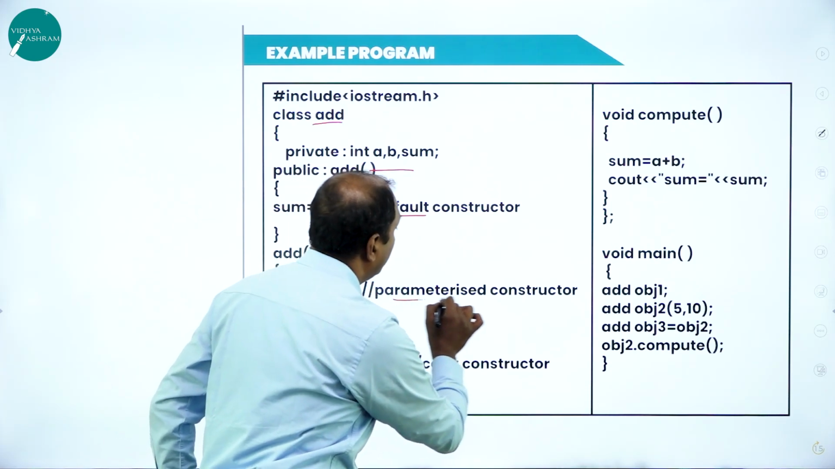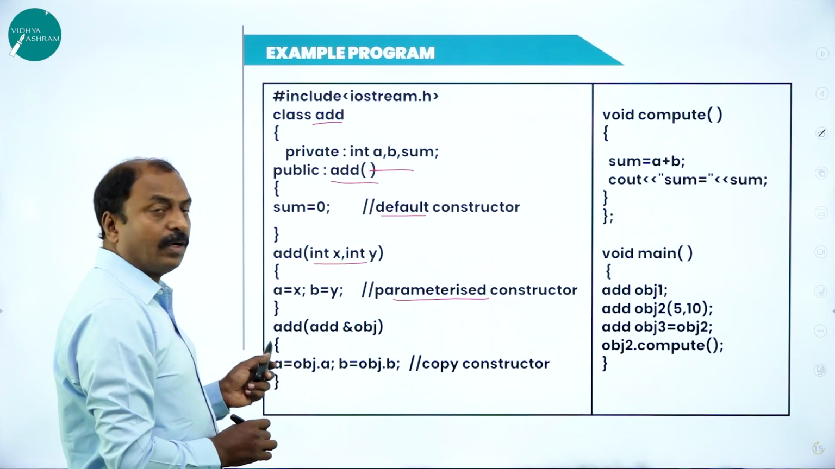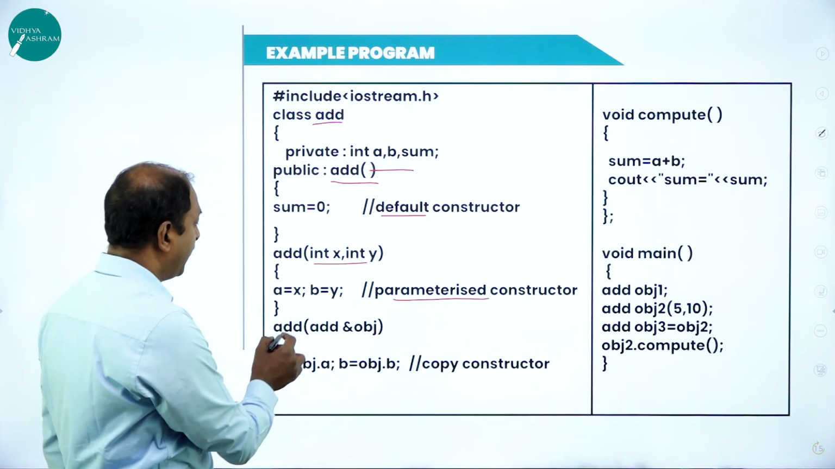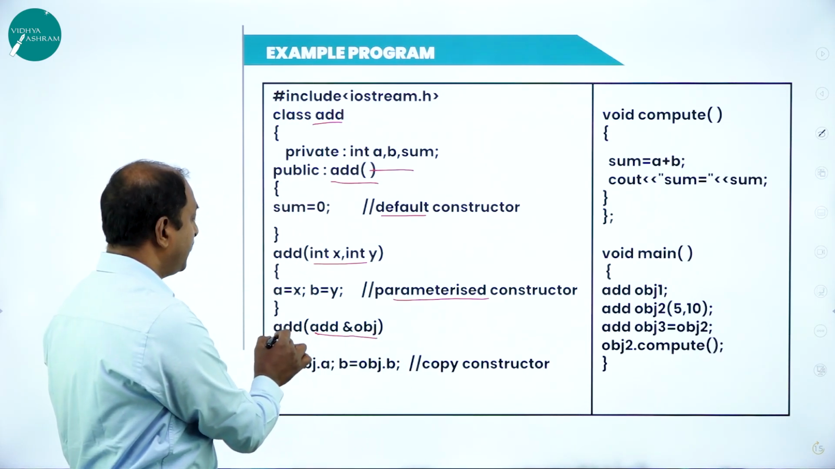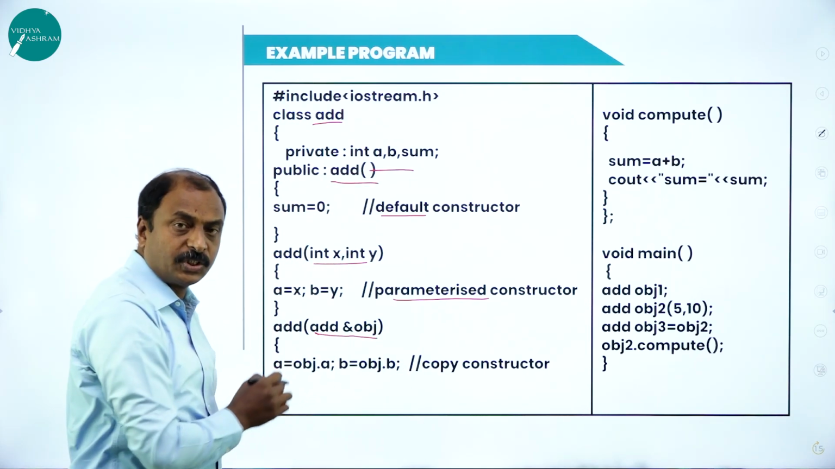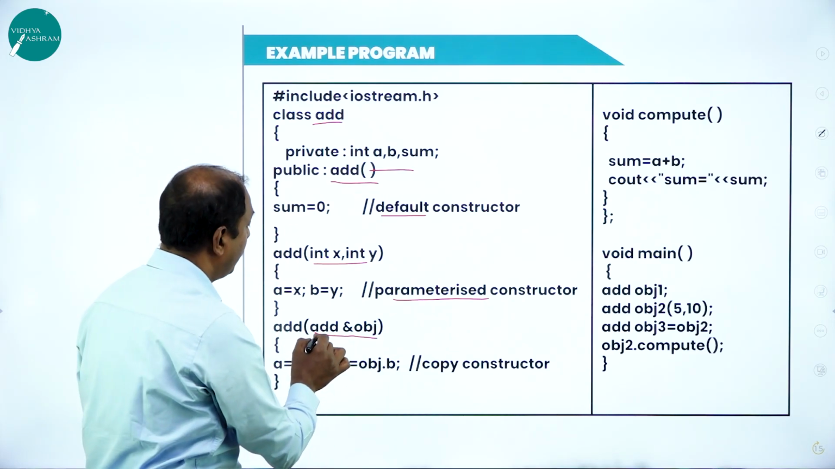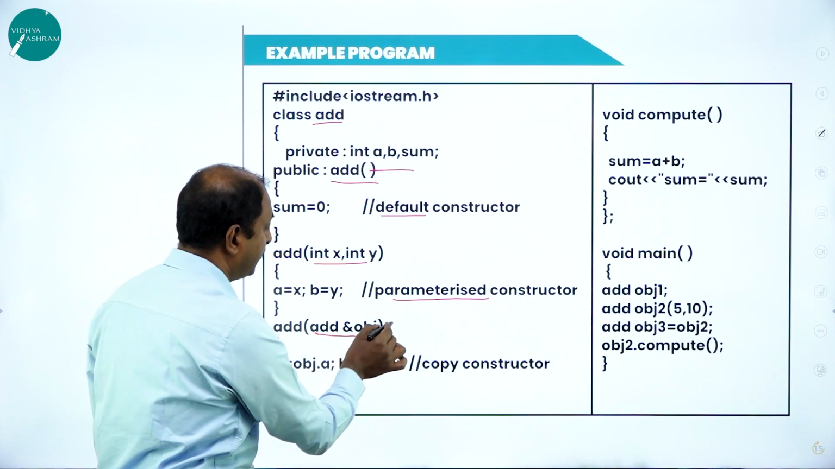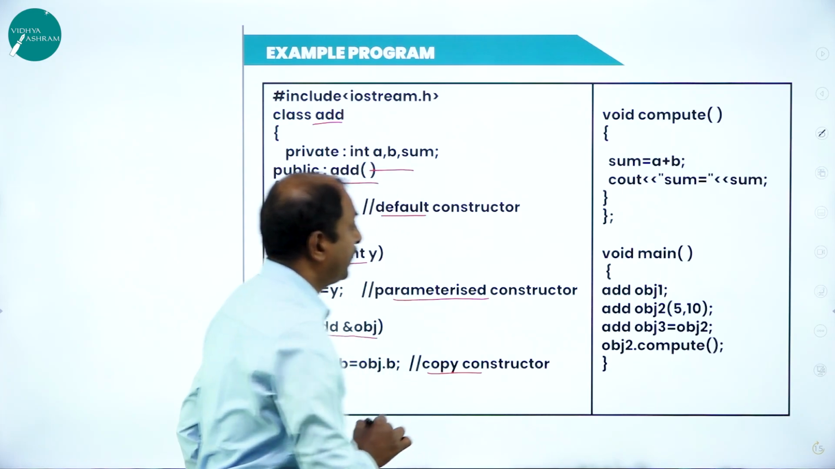It is a parameterized constructor. Inside this we are assigning values. Now look at one more function here. It is add(add &j). If you observe this, add is the name of the class. It is a constructor, but it is a parameterized constructor. Inside this we have add, the name of a class, and this is an object. So this is an example of a copy constructor.